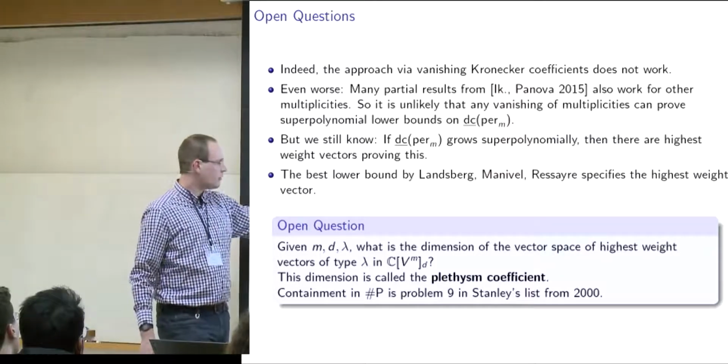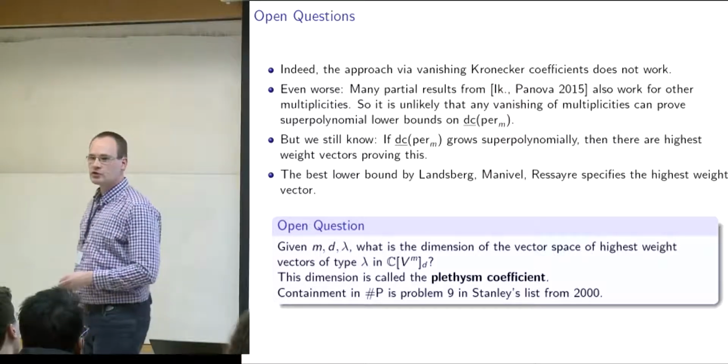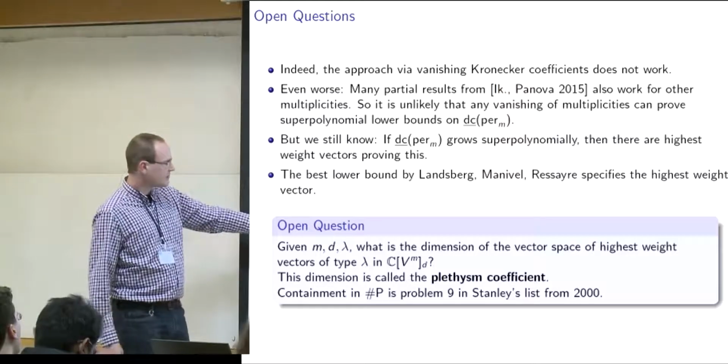So how many vectors of this type are there? And this dimension has a name. It's called the plethysm coefficient. I mean, it's some other coefficient, but you know basically its definition now, right?